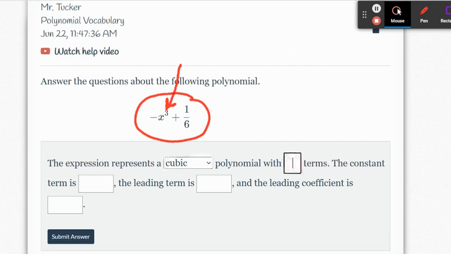It has 2 terms. We would call it a binomial, but we're not being asked for that name right now. The constant term is the one that doesn't have a variable next to it, and that is our 1/6.